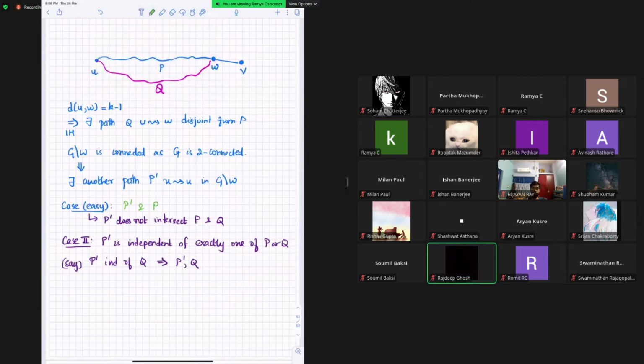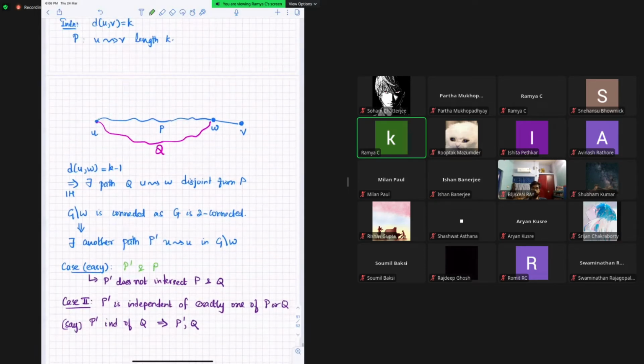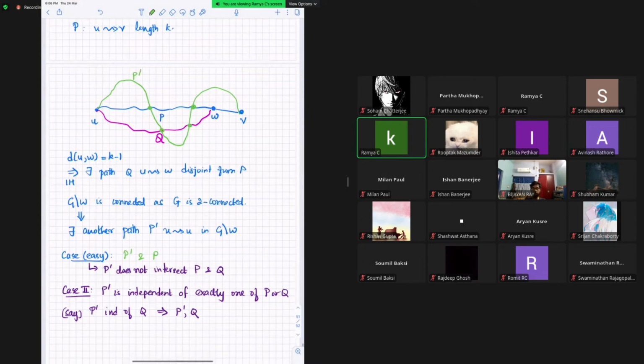So now we are going to the real hard case. The real hard case is when P prime intersects both P and Q. So it's something like this. You start here, you come here, and go. So these are all intersection vertices. The green path is the path P prime.